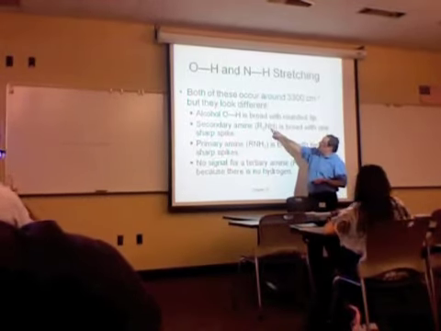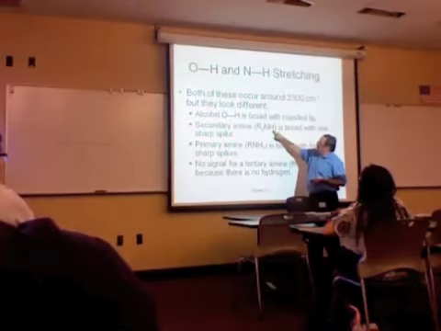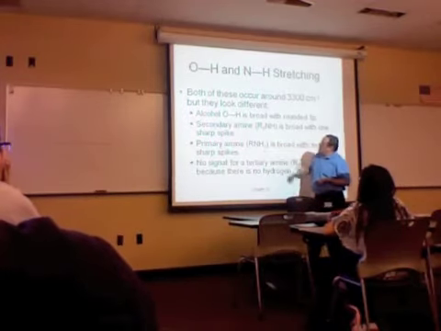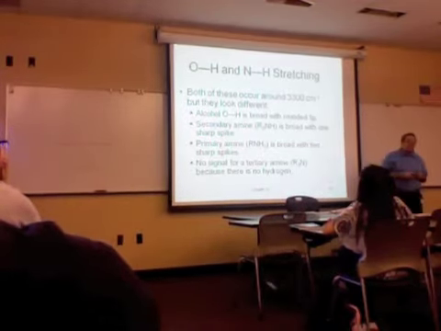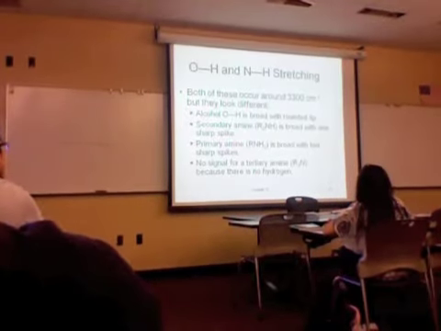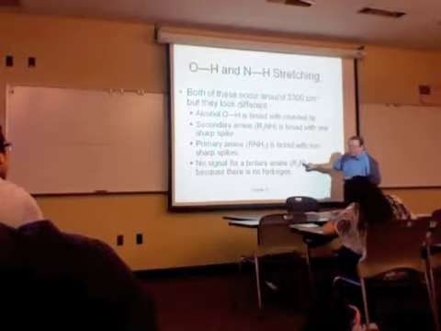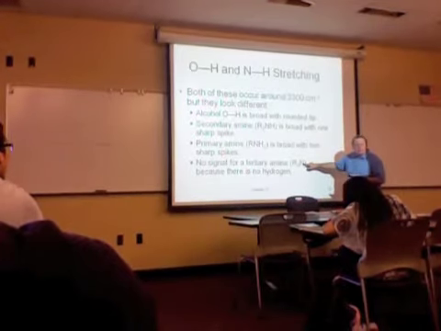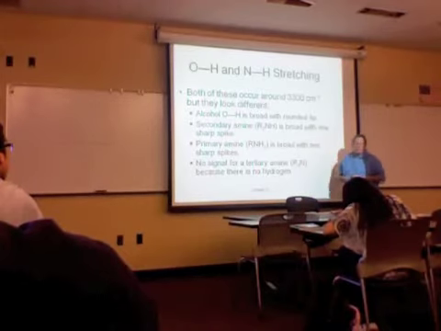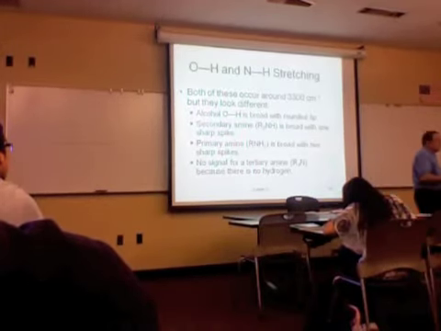If I've got a secondary amine, this will appear as a single spike. If I've got a primary amine, it'll appear as a pair of spikes on top of a broad peak. Tertiary amines have no hydrogen attached. What do I mean by tertiary? This nitrogen has three carbon groups and no hydrogen, so that band will be absent in the tertiary amine.